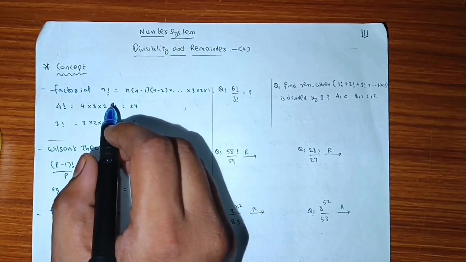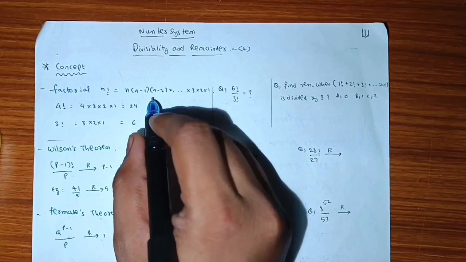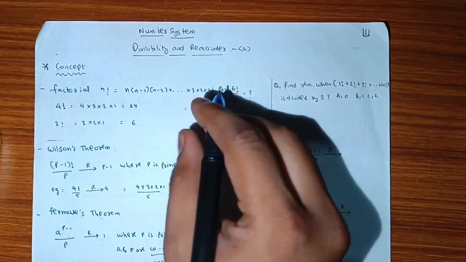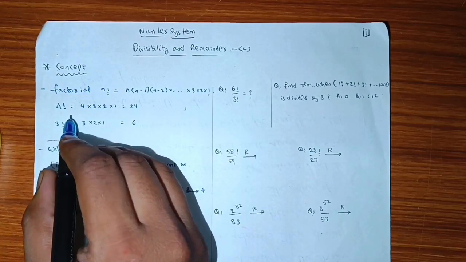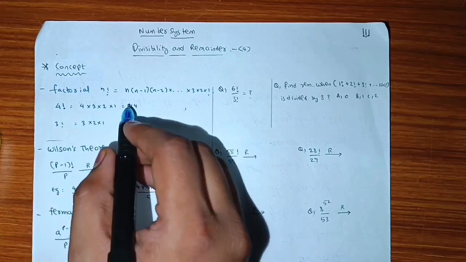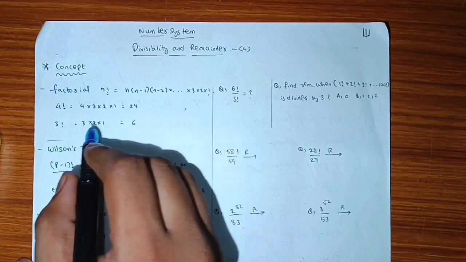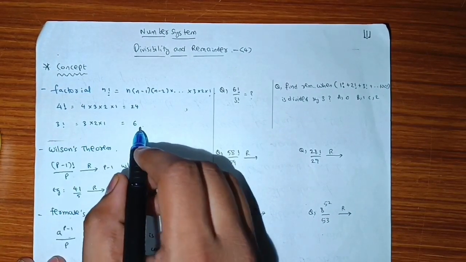Suppose we have n factorial, so this is the formula: n factorial means n into n minus 1 into n minus 2 and so on up to the last term, 1. So 4 factorial means 4 into 3 into 2 into 1. If you multiply all these terms, then you will get the value 24. Again, 3 factorial means 3 into 2 into 1 which is 6.